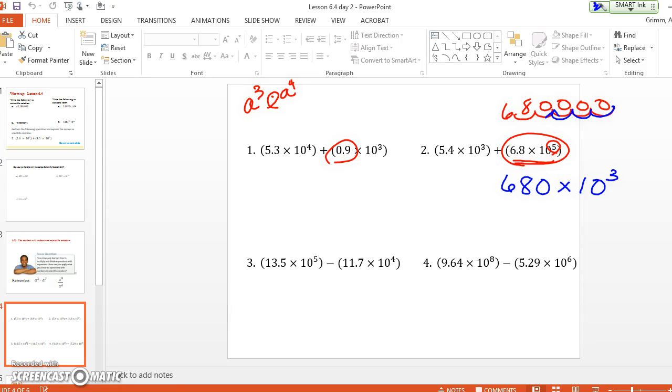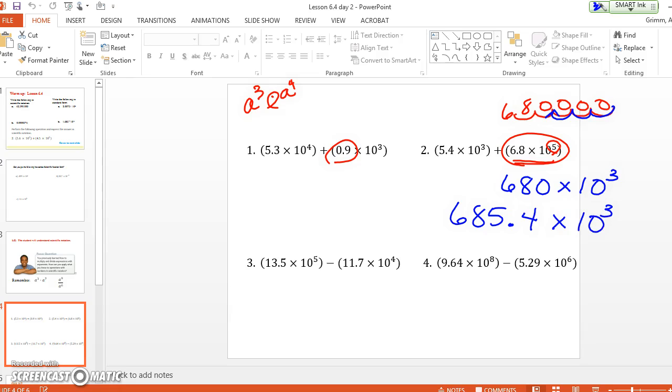So then you kind of have to decide which one you think is easier. Can you add these two together? We should be able to now, right? So I have 680 plus 5.4. So that is going to be what? 685.4 times 10 to the third.